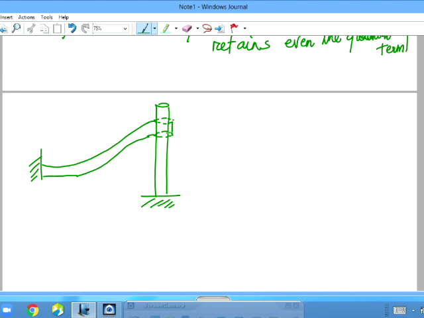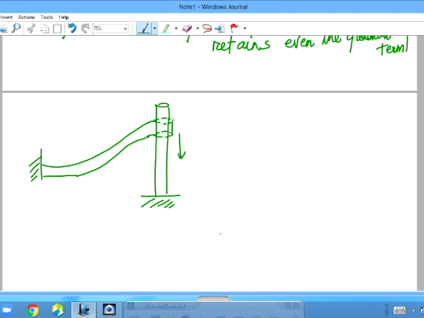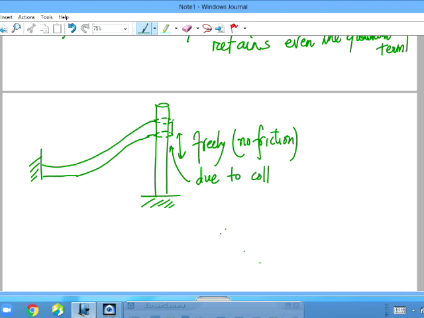So this is a collar. It's a frictionless collar, so the beam can move up and down freely. There is no friction. But the collar is such that it's not going to allow the rotation at this end. So due to the collar, there will be no rotation. Okay?